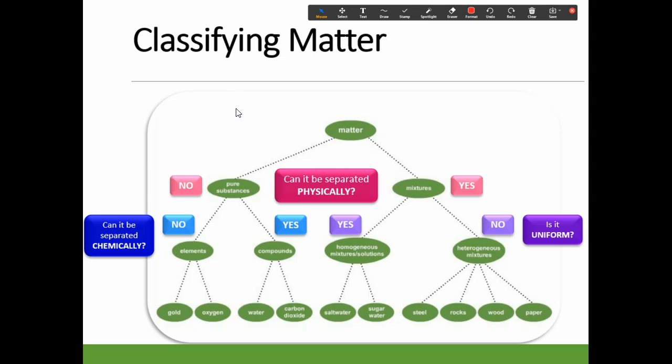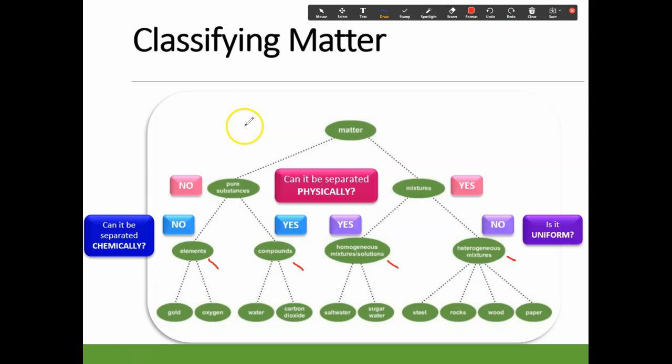So taking a look here, we're going to take a look at classifying matter first. And so remember that we learned about four different things. We learned about elements, compounds, homogeneous mixtures, and heterogeneous mixtures. And we were able to differentiate between these things based on a few characteristics.